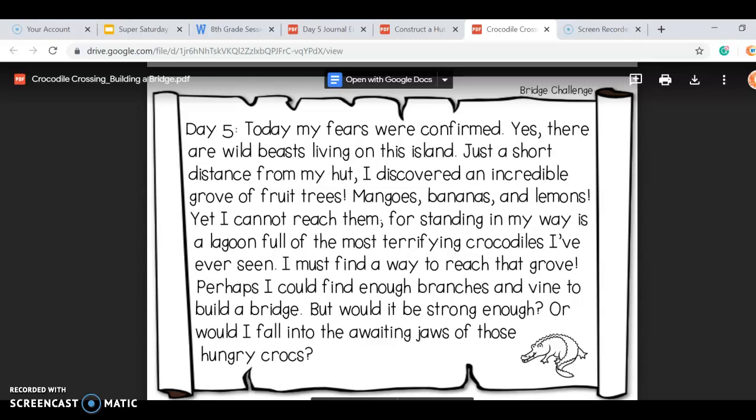Yet I cannot reach them, for standing in my way is a lagoon full of the most terrifying crocodiles I've ever seen. I must find a way to reach the grove. Perhaps I could find enough branches and vines to build a bridge, but would it be strong enough, or would I fall into the awaiting jaws of those hungry crocs? So this is the purpose of the bridge.